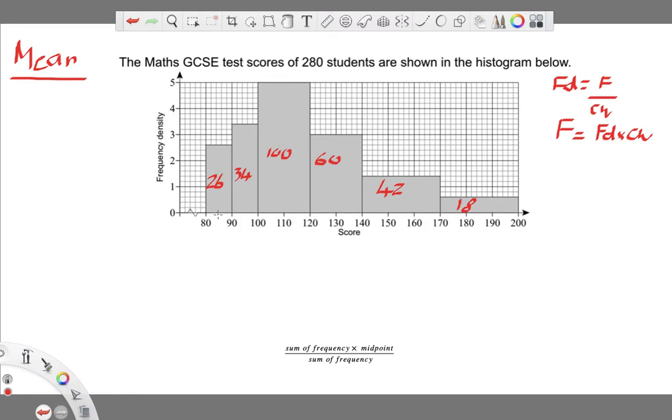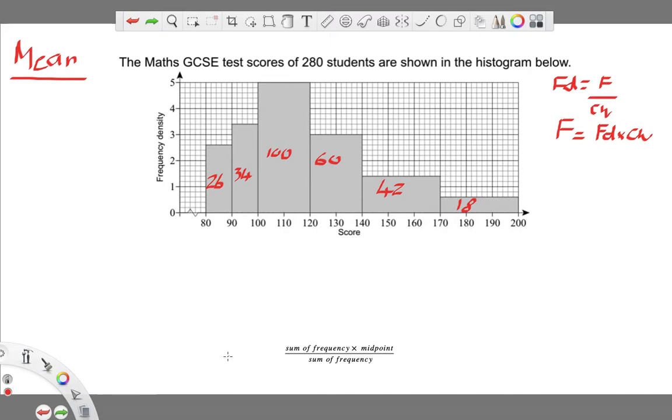We know that the class width is 10, and we know that the frequency density is at this point here. These little divisions are 0.2, so 2.2, 2.4, 2.6, so 2.6. So 2.6 times 10, and that is obviously 26. So obviously we did a lot of that in the first part of the video, so I didn't want to waste time on that.